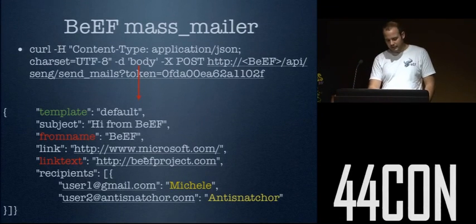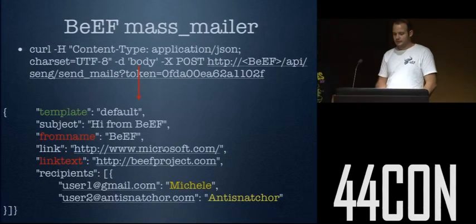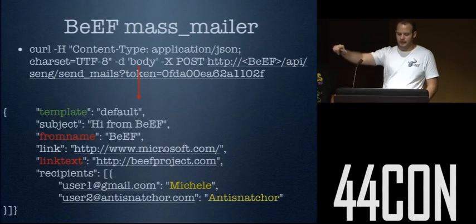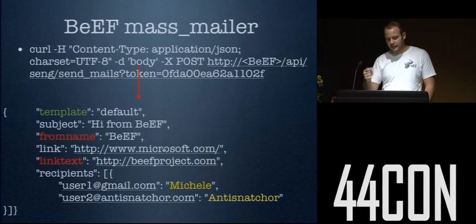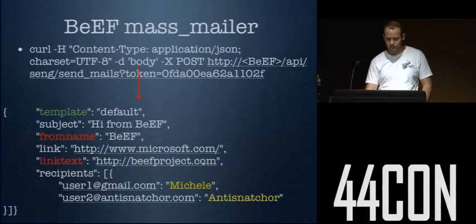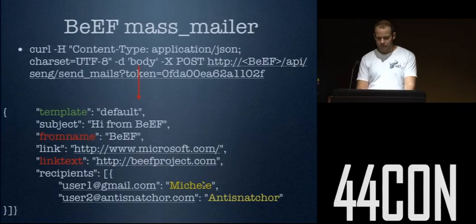So the link is actually the effective link that when the victim clicks on your email link, the victim will go there. And the link text is actually the content inside the A tag, like href is the link, and then what the victim sees is the other one. And then the recipients is just an array of emails and names, and this will be used to populate that placeholder that we've seen before, like __ name.